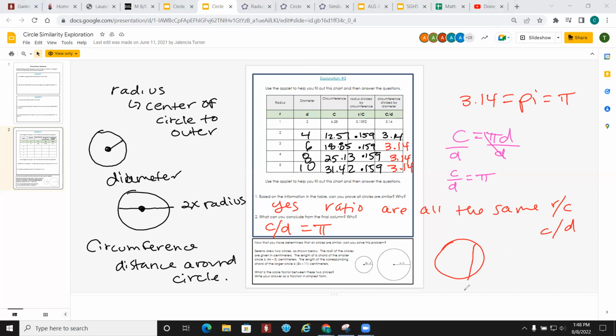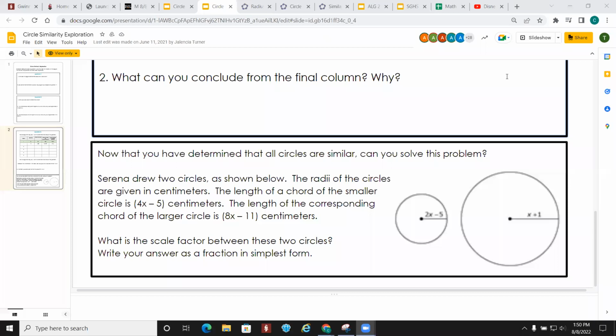All right, so go ahead and take a moment. Think about this problem down at the bottom. Think about what scale factor is. All right, you ready? Okay. So scale factor is how much we're multiplying by in order to make it bigger or smaller, right?